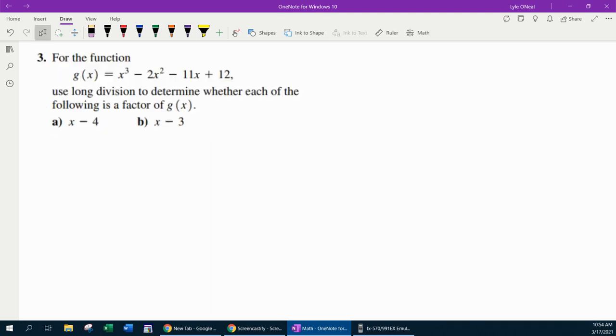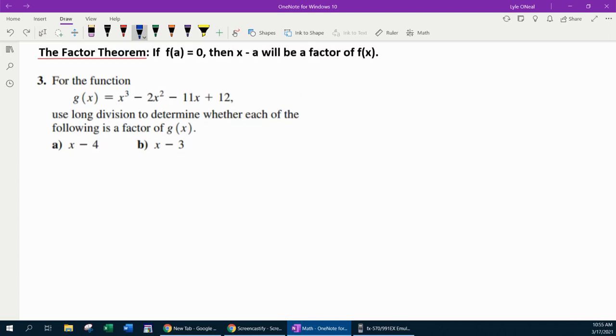For our first example, number 3 here, it says for the function g of x, use long division to determine whether each of the following is a factor. From the factor theorem, we know that if the remainder is 0, then the divisor is a factor. So we're going to use long division because it specifies long division. And let's go ahead and set that up real quick.